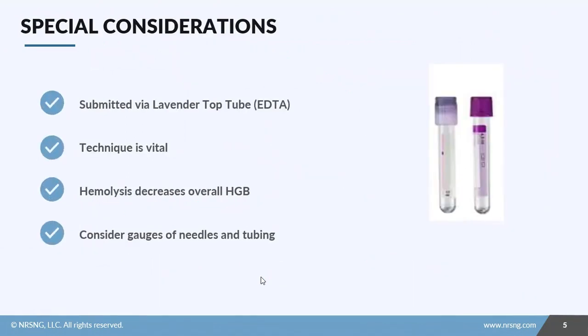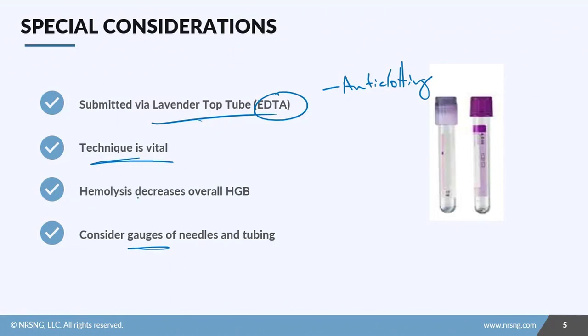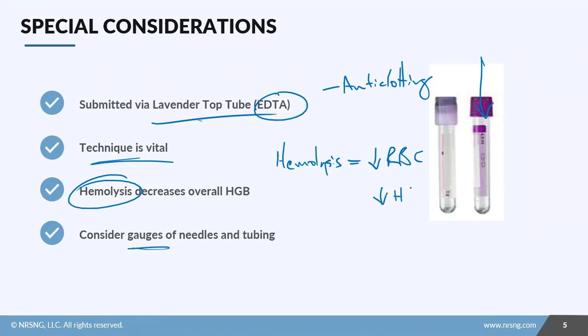So what kind of special considerations do we need to think about when we're drawing these blood samples? Well, first off, you're going to send it in a lavender top, which has the EDTA, which is an anti-clotting additive. And just like with our RBCs, we want to think about technique. We want to understand that if we use something too small of a gauge of a needle or tubing, or that we force the blood sample into the tube, you're going to get hemolysis and breakdown. Hemolysis means you're literally breaking down the red blood cells. It means you're going to have a decrease in RBCs, which means you're going to have a decrease in hemoglobin, and it's not going to be accurate, and that could impact your patient.